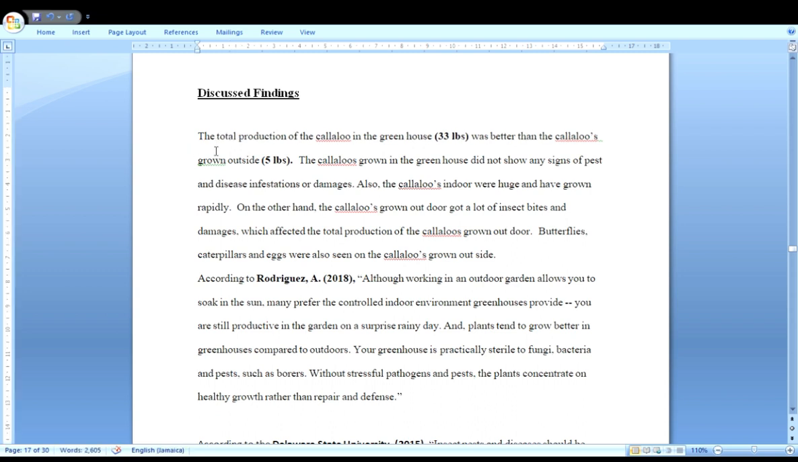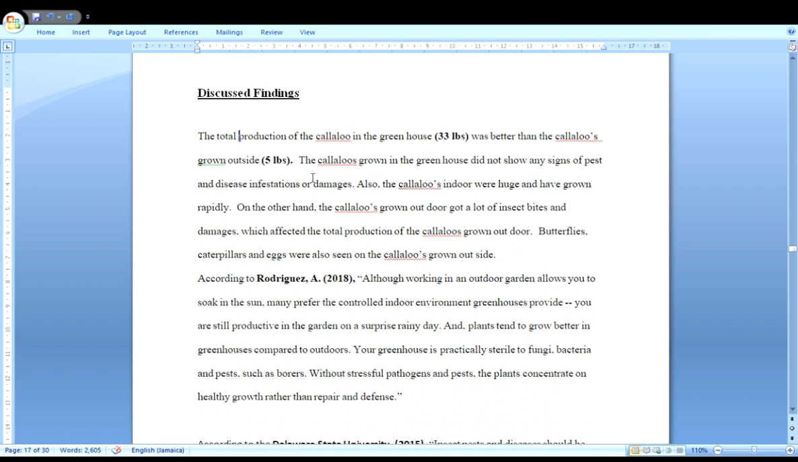So let's read. The total production of the callaloo in the greenhouse, which was 33 pounds. So this is the other keynote that I said. When you're speaking about your results, you should use your numerals now and bracket them. Was better than the callaloos grown outside, a total of 5 pounds. So you put that in bracket. So here you use your numerals in your discussion.